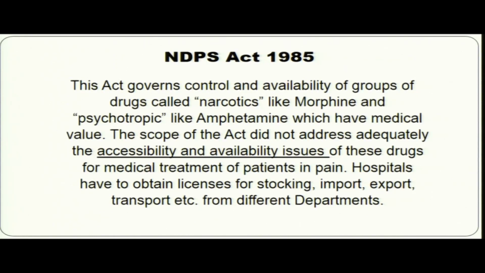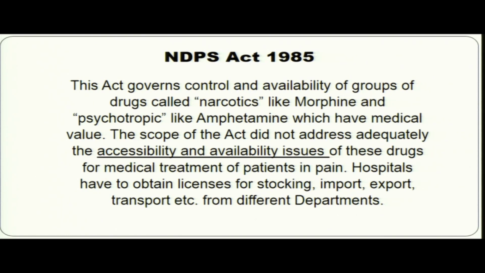What is the NDPS Act 1985? This act governs control and availability of groups of drugs called narcotics, like morphine, and psychotropics, like amphetamine, which have medical value. The scope of the act did not address adequately the accessibility and availability issues of these drugs for medical treatment of patients in pain. Hospitals have to obtain licenses for stocking, import, export, transport, etc.